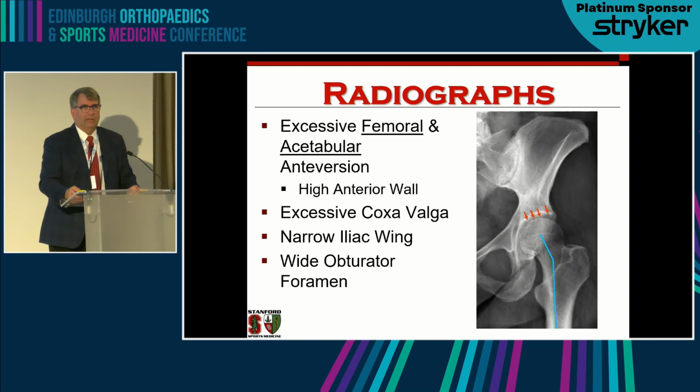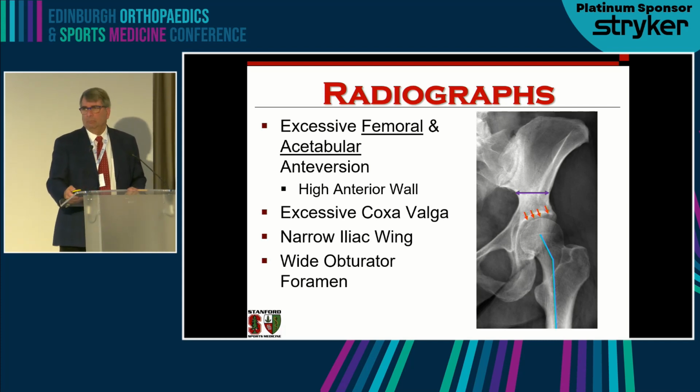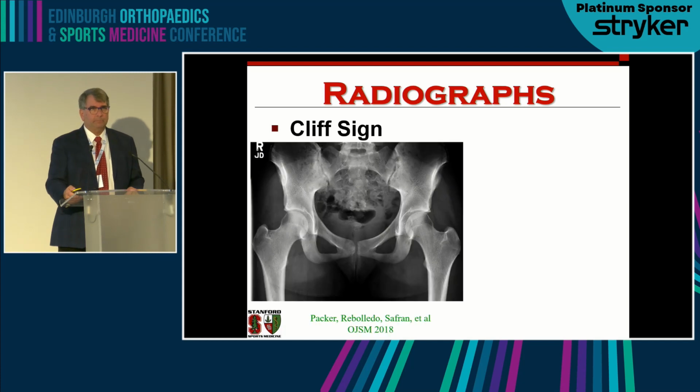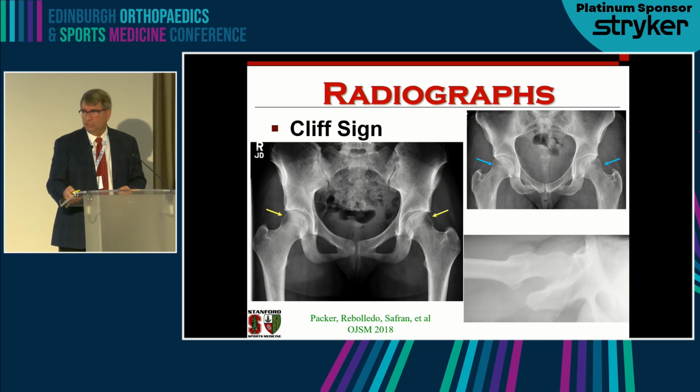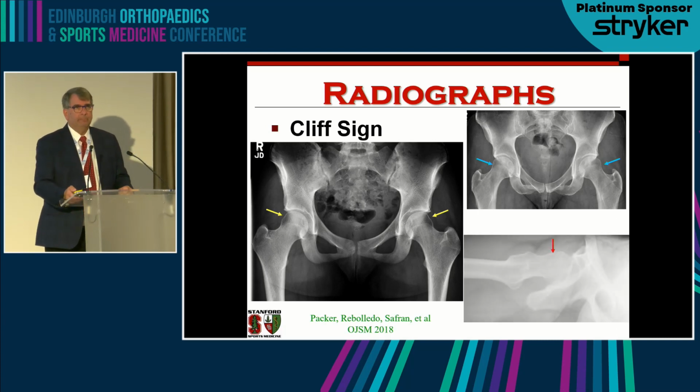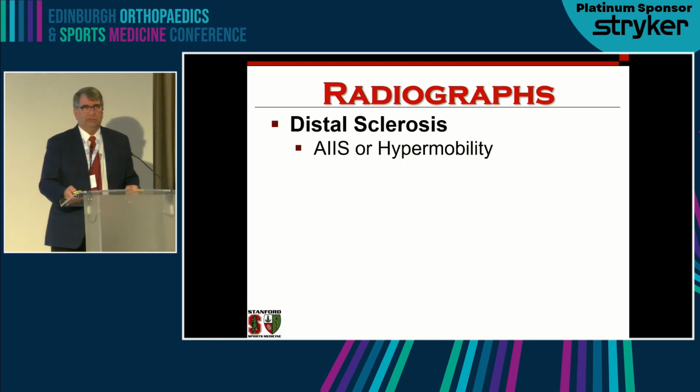If they have excessive coxa valga, if they have a narrow iliac wing, wide obturator foramen, those are all things that you'll see in patients that have some dysplasia about the hip. We describe the so-called cliff sign. So if you look at the hip and you try to draw a circle around, as it comes around laterally it just drops straight off, it drops off like a cliff. That's where that term comes from. So we've seen that with instability as well. And you can actually see it on a lateral radiograph in some patients as well. It's not always just on the AP, but that has a high association with instability.